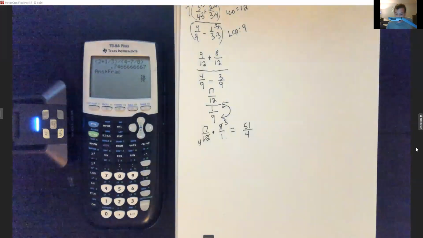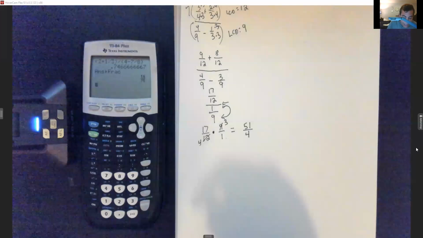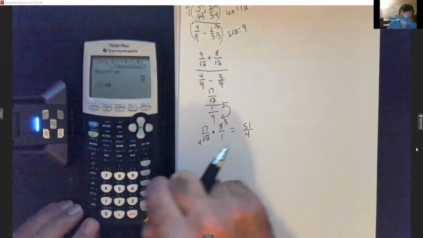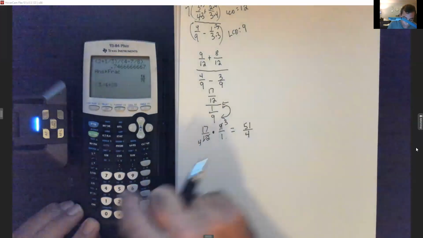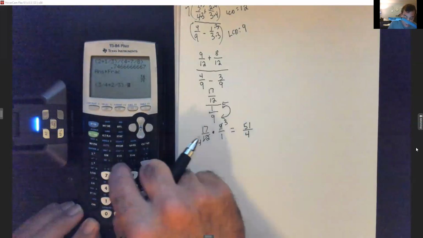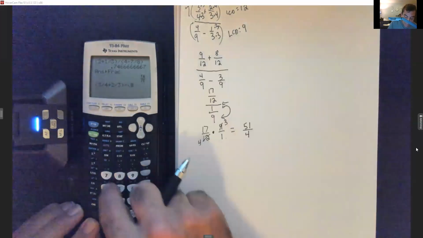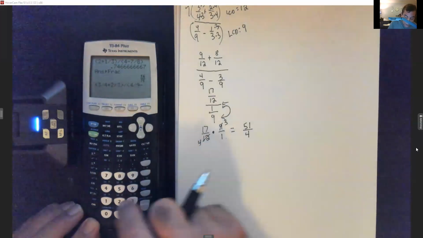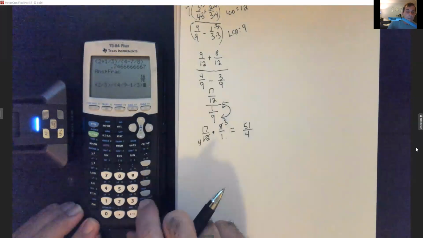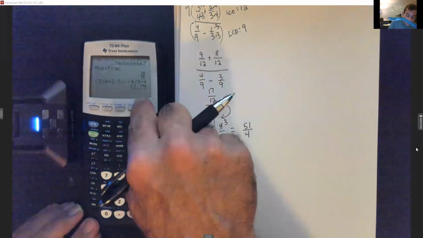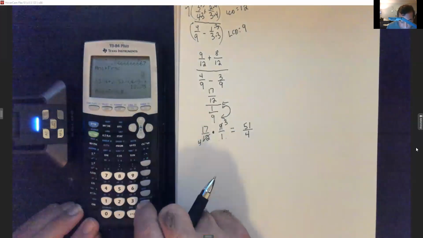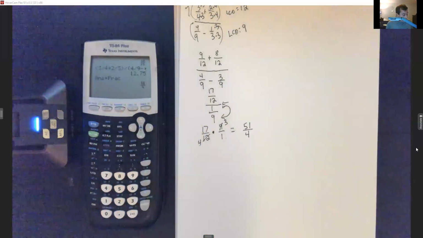All righty, so number 7 could have been done on the calculator. I would have done parentheses, 3 divided by 4, plus 2 divided by 3, close parentheses, divided by parentheses, 4 divided by 9, minus 1 divided by 3, close parentheses, hit enter. But remember, I don't want a decimal. I'm going to hit math and enter twice to turn that into a fraction, and I get my 51 over 4.